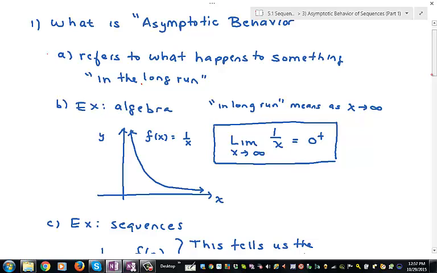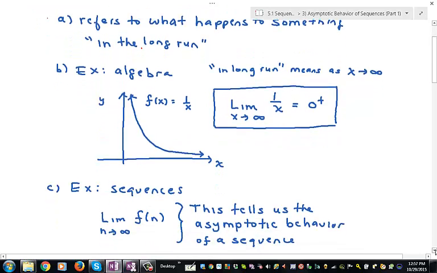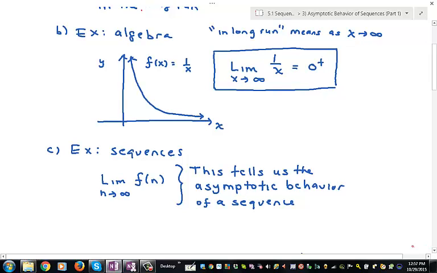So notice that the limit as x goes to infinity not only tells us about the asymptotic behavior of the function as far as just being able to evaluate that limit, but it also kind of gives us a picture of what the function's doing. We know as x goes to infinity, the function values remain positive, but they're getting closer and closer to 0.